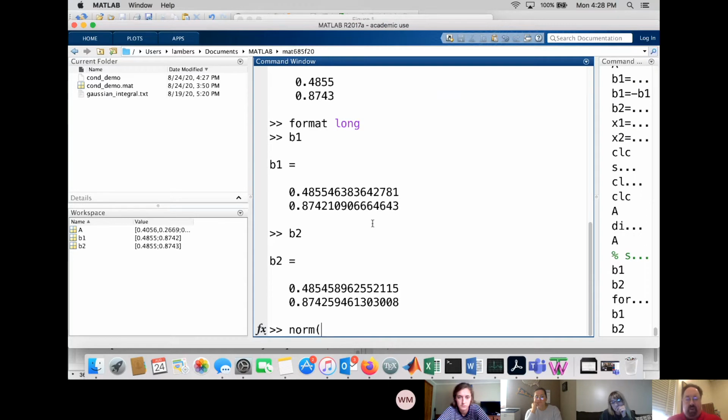In fact, if I use norm, which is like absolute value but for vectors and matrices, I want to get an idea of the magnitude of their difference.